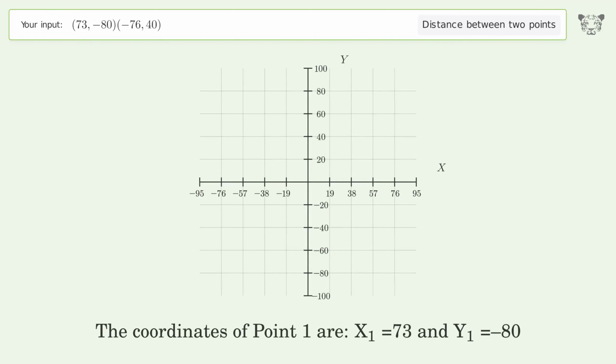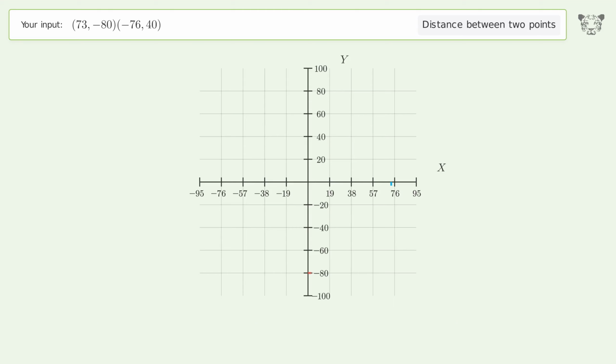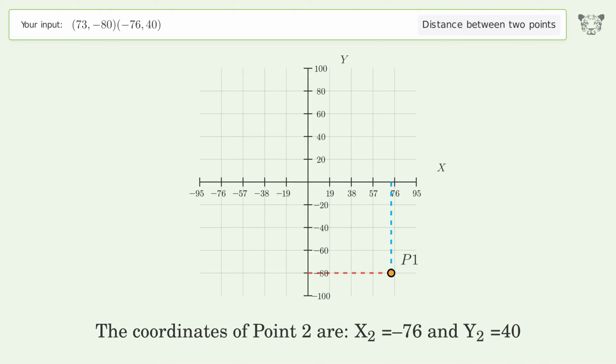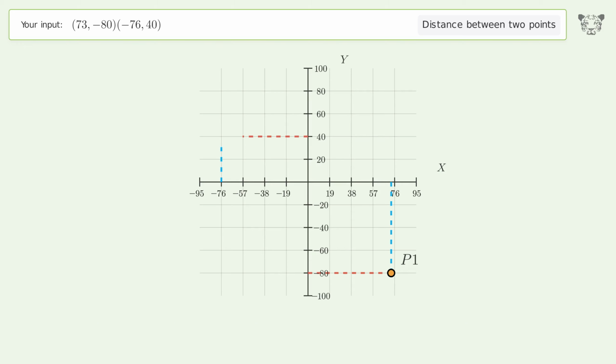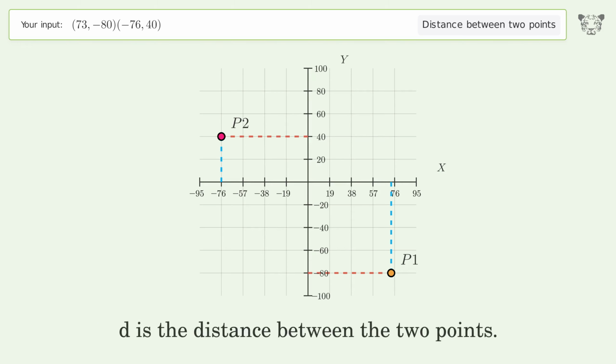The coordinates of point 1 are x1 equals 73 and y1 equals -80. The coordinates of point 2 are x2 equals -76 and y2 equals 40. D is the distance between the 2 points.